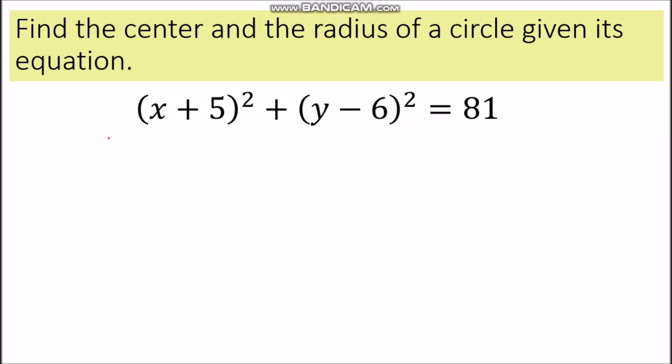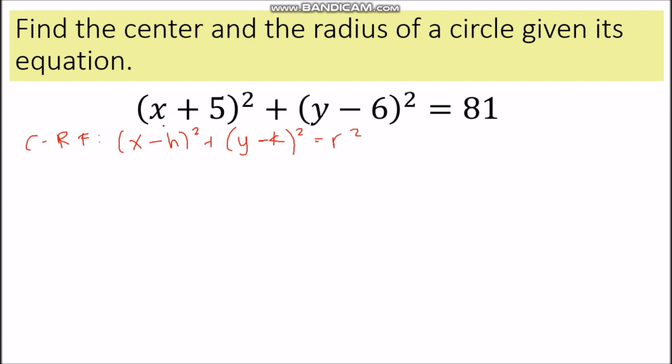To do this, first, of course, you have to be familiar with the different forms. We have the standard form, or the center-radius form, and we also have the general form. We can easily identify the center and the radius of a circle if the given equation is in its center-radius form. The center-radius form is (x minus h) squared plus (y minus k) squared equals r squared.